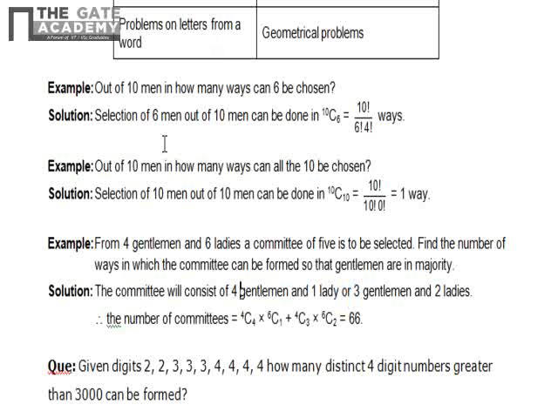So total number of gentlemen is 4. So 4 gentlemen can be selected from 4 gentlemen in 4c4 ways, and 1 lady can be selected from 6 ladies in 6c1. The next one is 3 gentlemen from 4, that is 4c3, and 2 ladies from 6, that is 6c2. So you'll have to multiply and add. The final answer you'll get is 66.